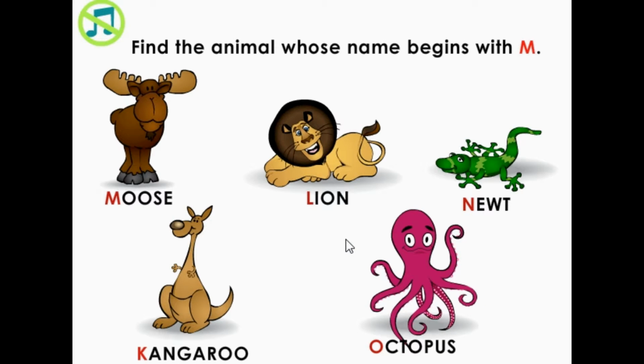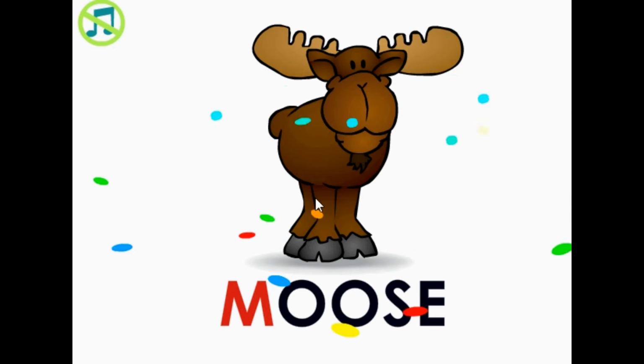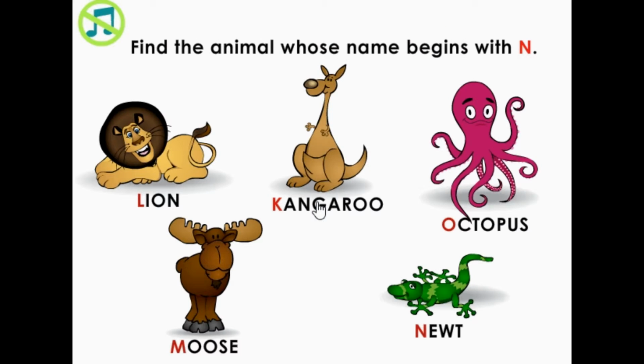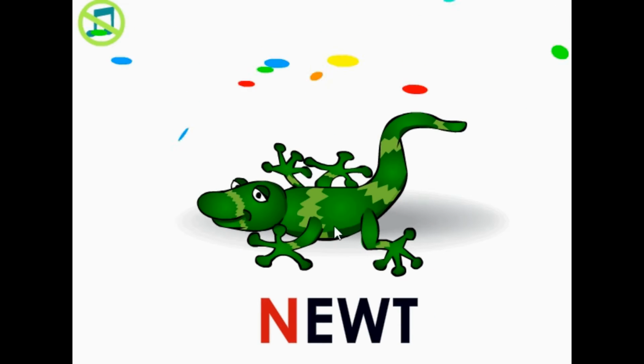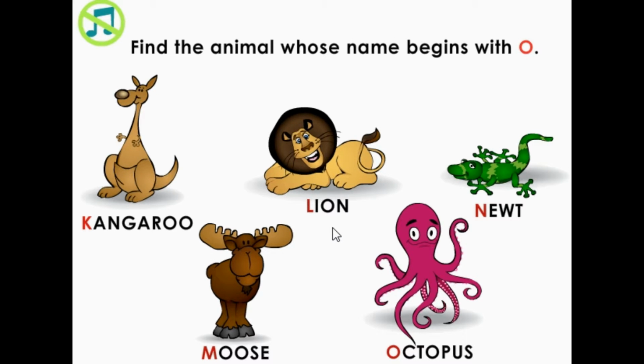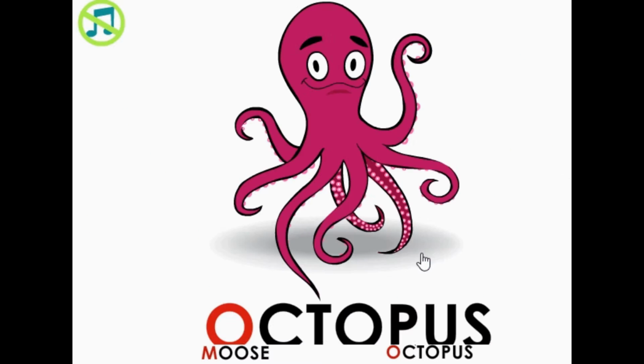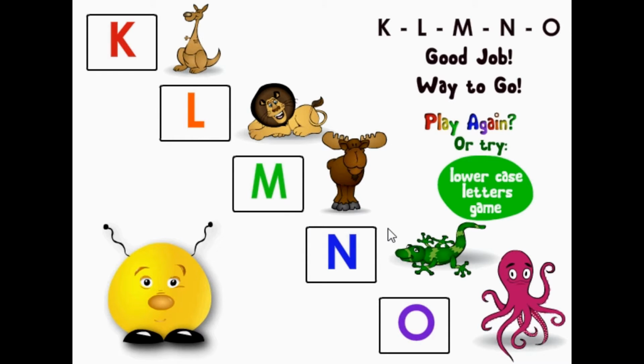Find the animal whose name begins with M. That's right, moose begins with M. Find the animal whose name begins with N. Great job! Newt begins with N. Find the animal whose name begins with O. Fabulous! Octopus begins with O. K, L, M, N, O. Good job! Way to go!